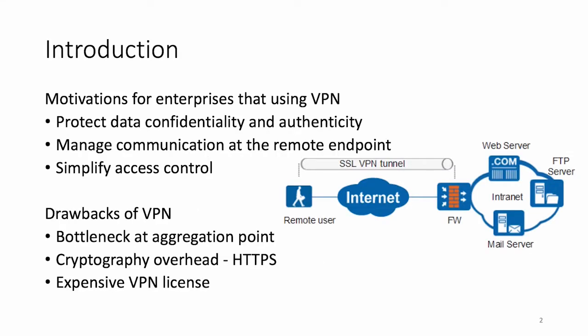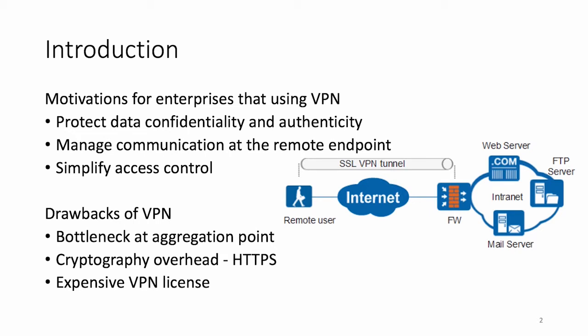VPN is used by a lot of enterprises to connect their remote users to their enterprise networks. It comes with some benefits, that's why people use it. First of all, it can protect the data confidentiality and authenticity. Secondly, it helps with traffic management. For example, an enterprise will not allow its employees to watch Netflix when they are working. The third one is it can simplify the access control.